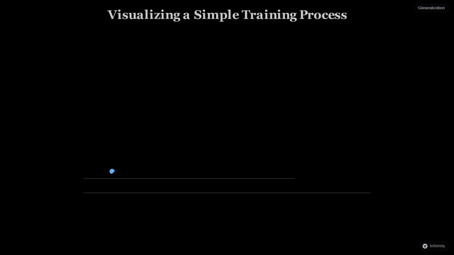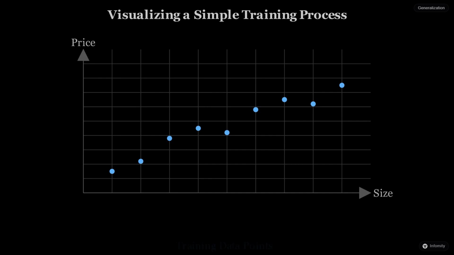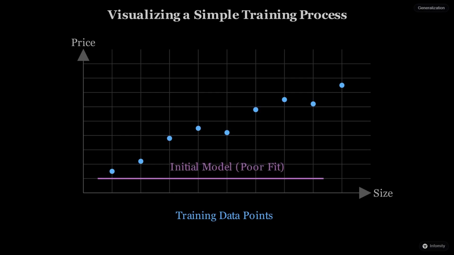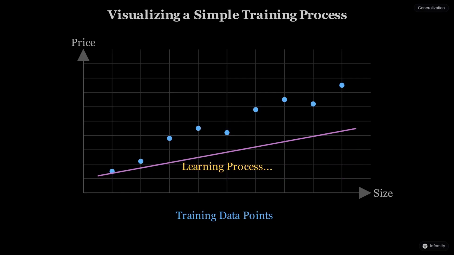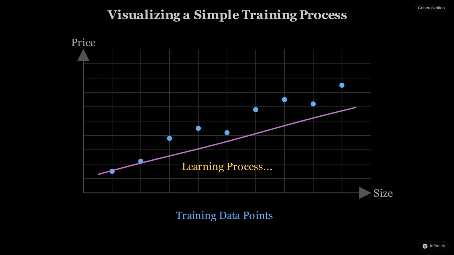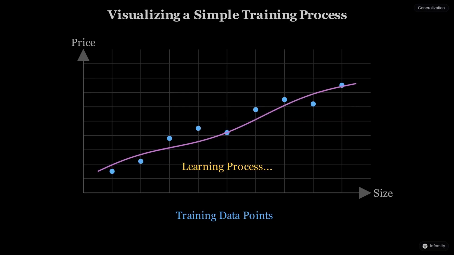Let's visualize this with a simple example. Here we have our training data points, representing a trend we want our model to learn. Initially, our model might be a simple line, far from the data. Through a learning process, the model gradually adjusts its shape, attempting to minimize the difference between its predictions and the actual training data points. The goal during training is to find a curve that reasonably fits these observed points.